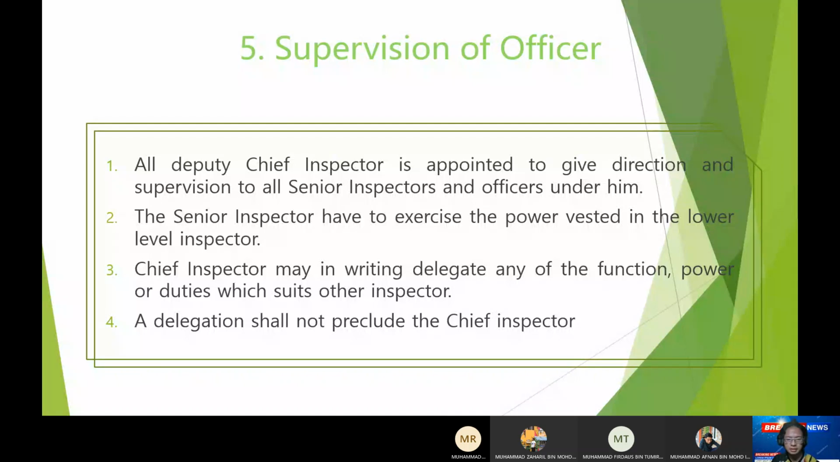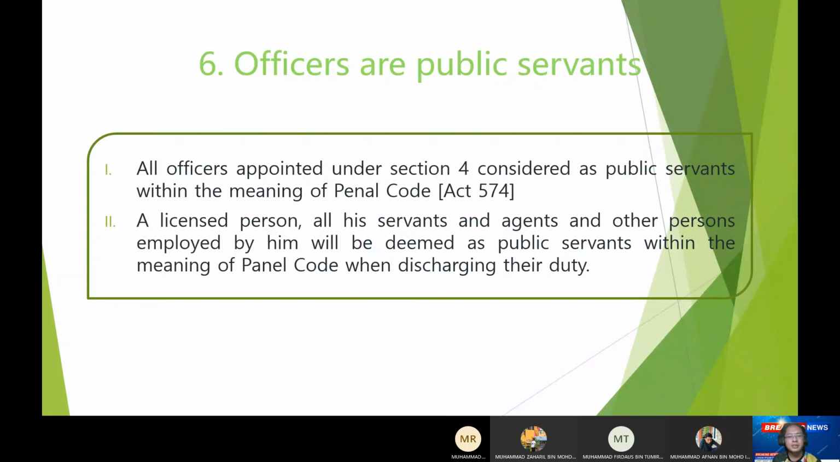The chief inspector may in writing delegate any of the function, power or duties which suits other inspectors. That means the chief inspector must use his power to give the job to the inspector that suits them. Next, delegation shall not preclude the chief inspector. The last one is, officers are public servants too.